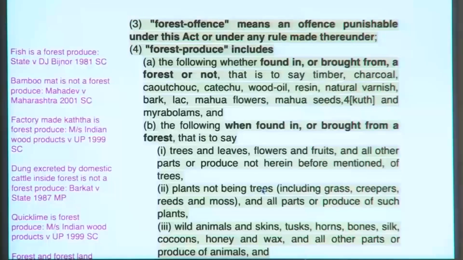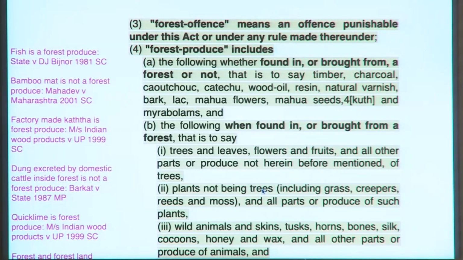What is a forest offence? So, when we talk about protection, we have to talk about the forest offence. A forest offence is defined as an offence that is punishable under this act or under any rule that is made thereunder, that is under this act. So, if there is an offence that is punishable under this act, you will call it a forest offence.